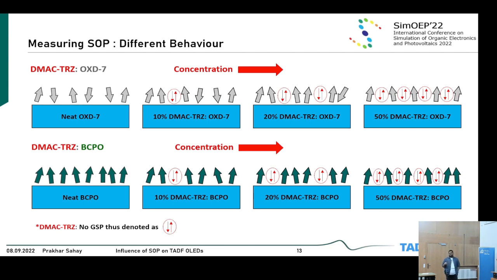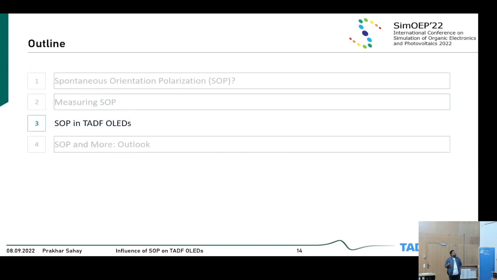Whereas in the case of OXD7, the material already has a very high PDM. So with increasing DMAC percentage up to 20%, we just see that the degree of alignment slightly increases. Therefore, the GSP went up, but over a certain percentage of doping of DMAC-TRZ, we see that the dilution effects kick in, and therefore, the value for GSP for 50% OXD7 went down further. So what does this mean in terms of devices?